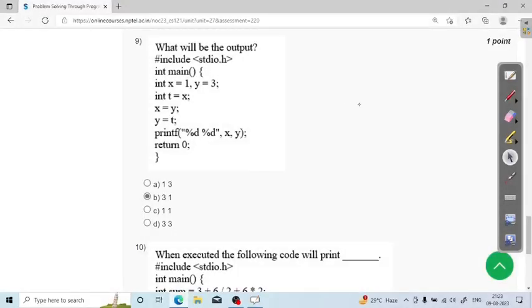Okay, the next question is question number 9. Again in question number 9 we are told to do the same thing, that is find the output. Okay, now let's see what is happening here.